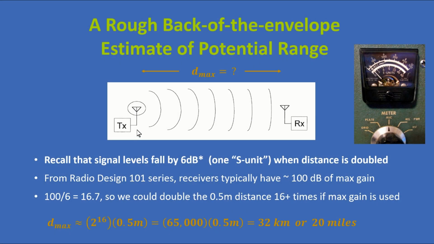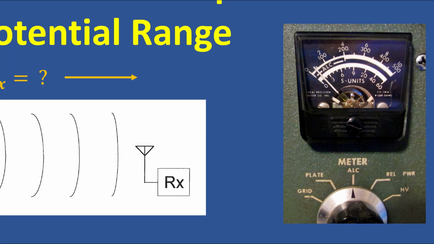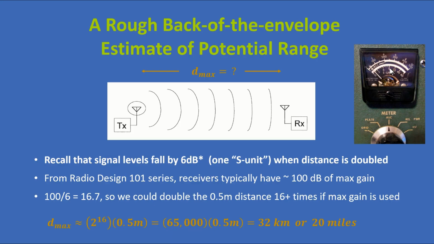Remember, every time we double the distance between the transmitter and the receiver, the signal falls by 6 dB. This is actually called 1 S unit. If you're a ham radio person, you may have seen a meter like this, which has a scale with S units, and then dB over S9 is what it's called. But no matter, let's just remember 6 dB per doubling of distance.